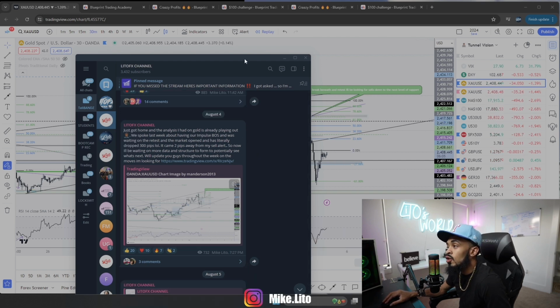But this move literally fell over like 500 pips and I missed that one, but we still made $10,000 on Friday, which was a beautiful move.